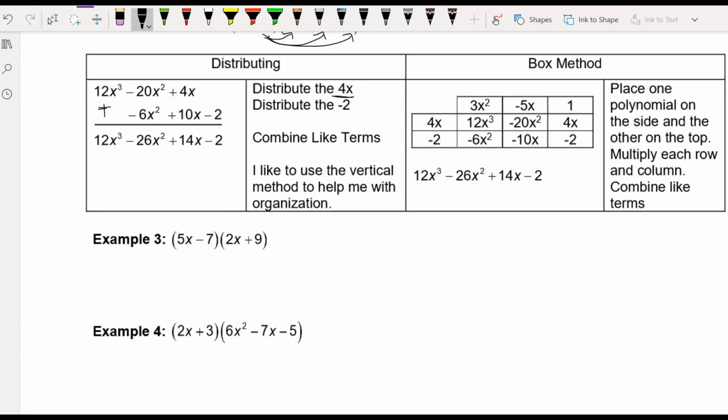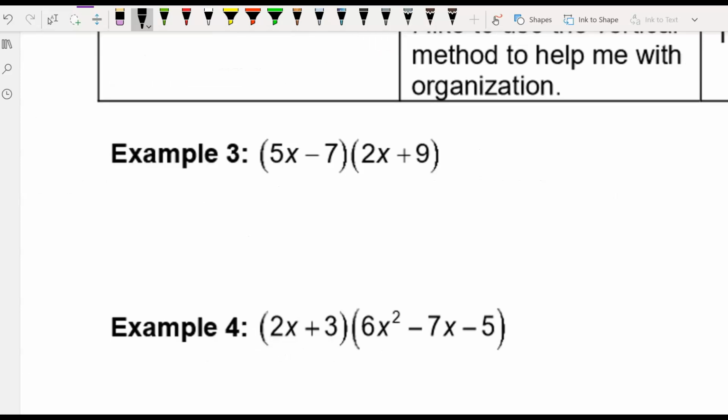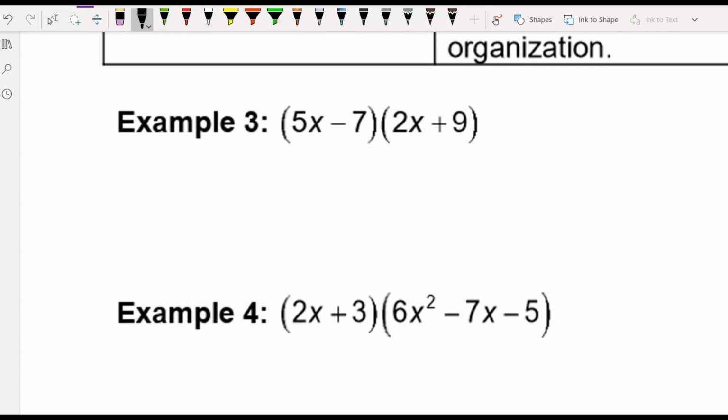Then you add those together. And the box method is that you set it up in the box and then you're multiplying. So 4 times 3 is 12, x times x squared is x to the third. And then you repeat to complete the box. Then you'll add your like terms together, and that's how you get those middle numbers. So let's go ahead and try. I usually like the box method just because it keeps things organized.